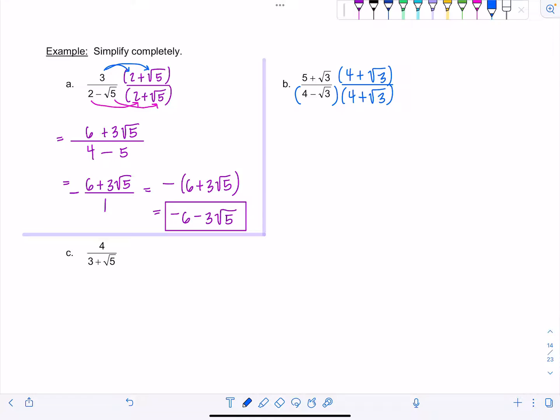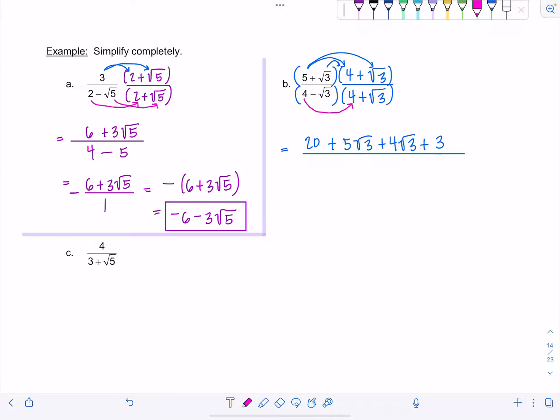Okay. So let's see. The numerator will be just a bit of a mess, yes, because we do have to full on FOIL. Look at us. Okay, so 5 times 4, 20, plus 5 rad 3, plus inner product 4 rad 3, plus last product, rad 3 times rad 3 is 3. Love it. Denominator. This should be your favorite part because it's just a difference of squares. You can just relax. 4 squared, 16, minus rad 3 squared, 3. Ooh, not so bad, right?